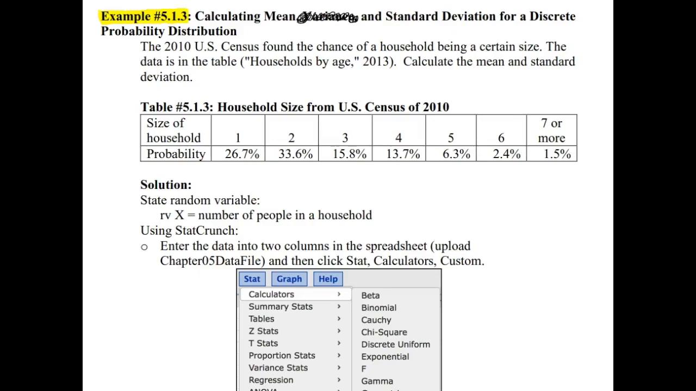Example 5.1.3, calculating the mean and standard deviation for a discrete probability distribution. So we are given the same chart of household size from the U.S. Census of 2010. So our random variable here is still the number of people in a household. And again, if we want to be specific here, we could put in the U.S. in 2010.